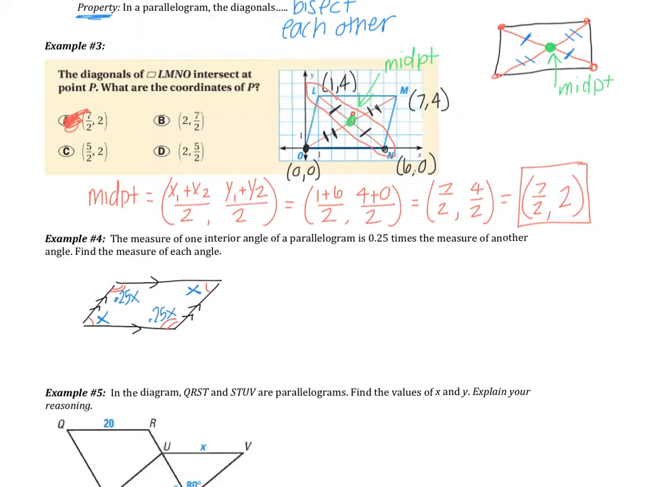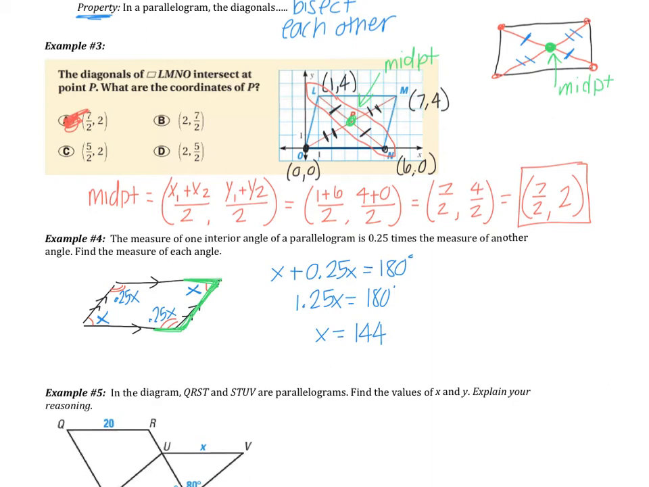Hopefully you had enough time. There's 2 ways to do this problem. The way that I'm going to look at it is the fact that these angles are consecutive interior. What do I know about consecutive interior angles? Well, they sum to 180 degrees. So I can write x plus 0.25x equals 180 degrees. That's one way to do it. So you'll get 1.25x equals 180, which means x equals 144.